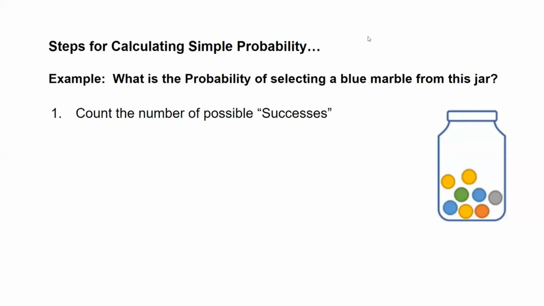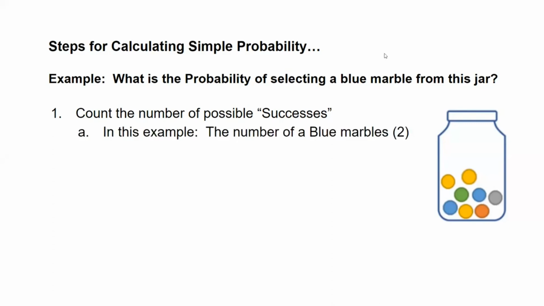So the first step is to count the number of possible successes, we call them. A success, in this case, is a blue marble. So I see 1, 2 blue marbles.